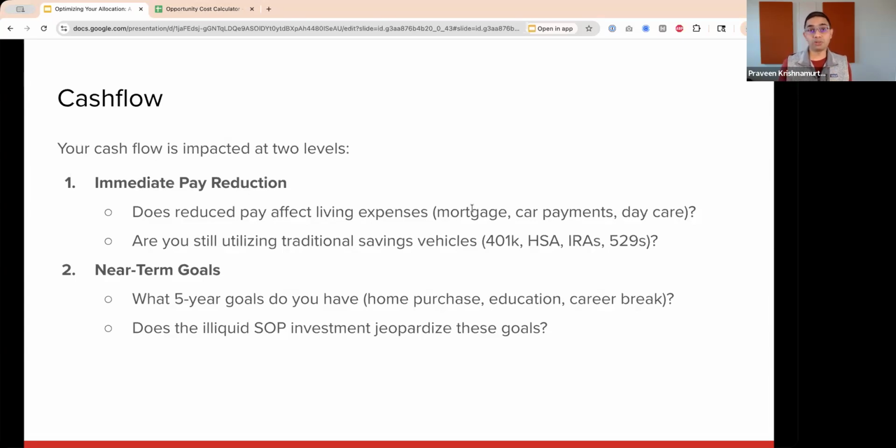Second, most of us have near-term goals like buying a home, starting a family, taking a sabbatical that need an extra cash cushion. Does the SOP election lock up your cash and limit your flexibility? That's the key question. If your cash flow is stretched, that's an important signal that you need to consider.